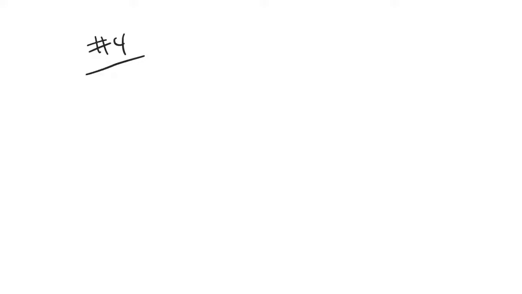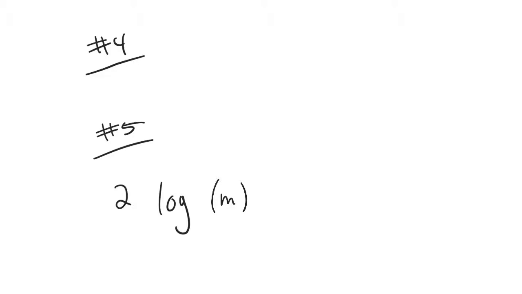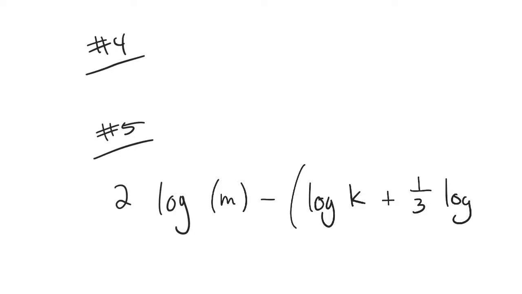Number 5. Read me the original. 2 log m minus parentheses 2, wait, sort of a 2 log. And then I think because there's no base, it's just no base, okay, so I don't have to say it. So 2 log what? Minus parentheses log k plus 1/3 log c. C? Yes, C. Okay. I just know that it's 2 log m over that.